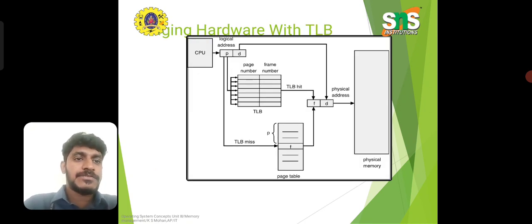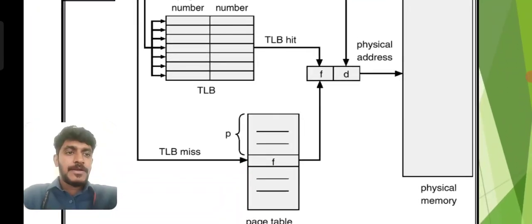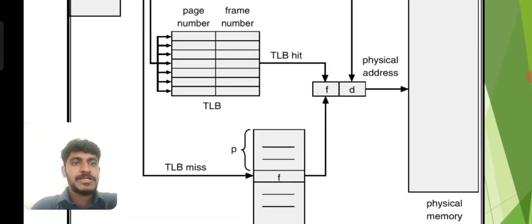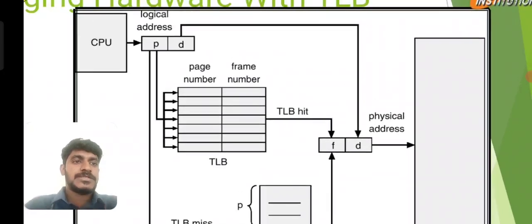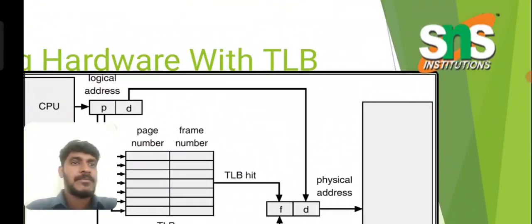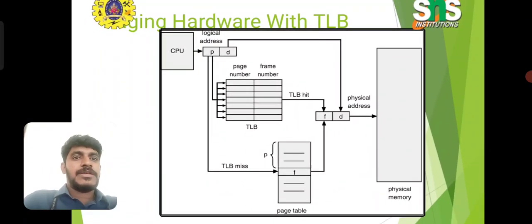In this picture we can see the connection of the CPU, page table and other components. The page table is connected to the TLB, with a TLB miss leading to the page frame number. The CPU produces the logical address with P and D, where P is the page number and F is the frame number. So it is connected with F and D, giving the physical address, which is connected to the physical memory. So this is about what we have in this process.